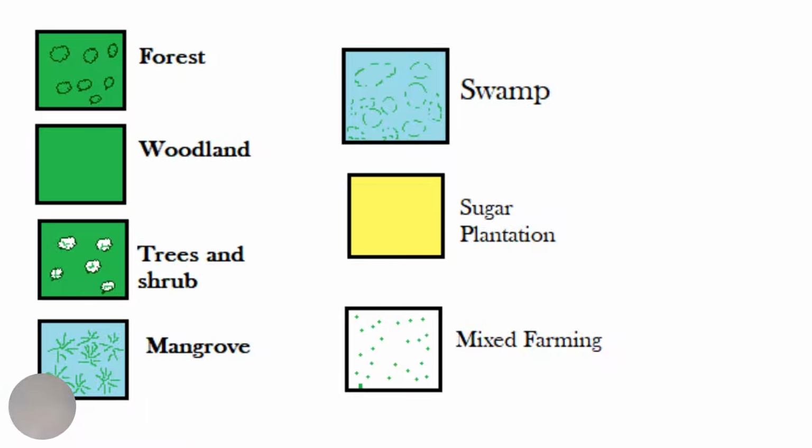These other symbols that I have here, these are two examples, and there could be a whole lot more of cultivated vegetation. So we have sugar plantation and we have mixed farming. So again, these are vegetation types, but they are cultivated vegetation. Bear that in mind.